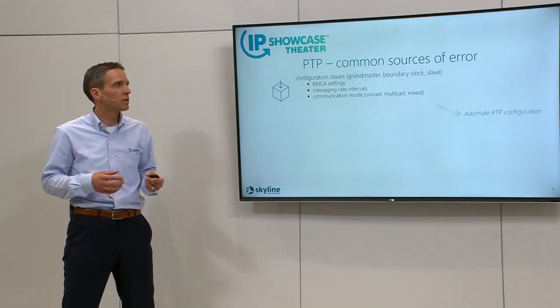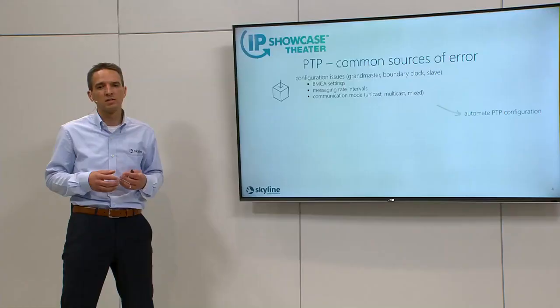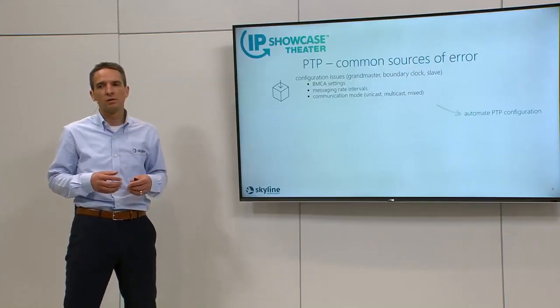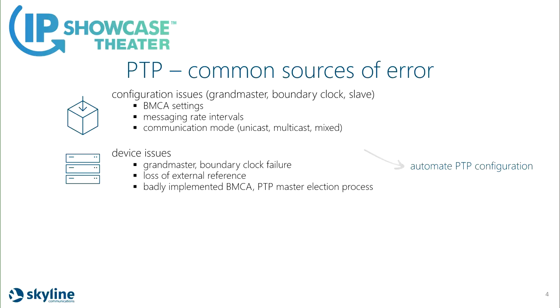What are we doing here? We really try to automate that complete process. To automate PTP configuration, not to do this manually anymore, because that's error prone. You want to automate it. When you do that, fewer things go wrong. The other part is when it's up and running. We might see device issues. A Grandmaster can fail. A boundary clock can fail. A loss of external reference. You lost your GPS, for example.